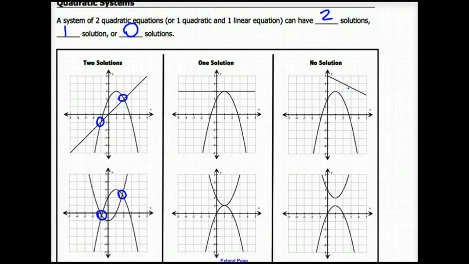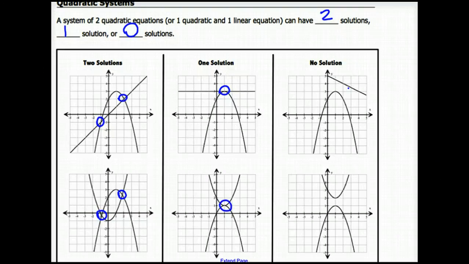You can also have a system that only has 1 solution. If you look at this graph right here, this flat line and this parabola, they intersect at the parabola's vertex, so that's only a 1 solution system. And the same thing with these 2 parabolas here. They have the same vertex, and so that would be a 1 solution system.